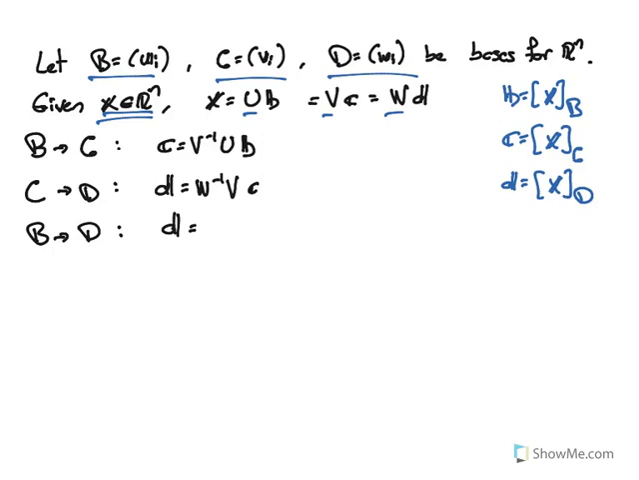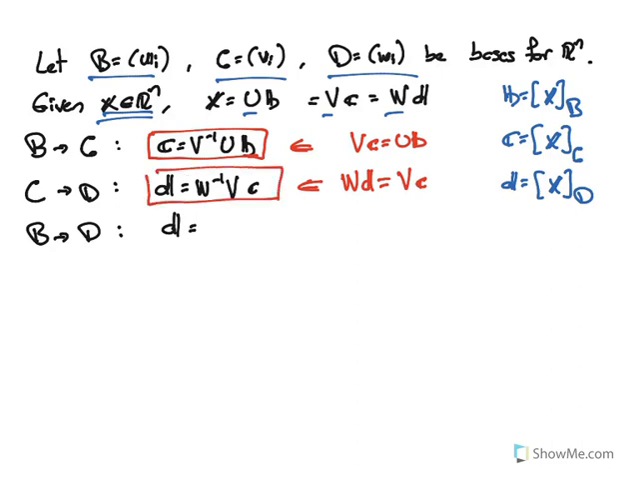So clearly we've already seen the first step here. Because Vc is equal to Ub, if you solve for c, you get this expression here. And then you can of course do the second one just analogously. Wd is equal to Vc, and if you solve this for w, you get this expression here.